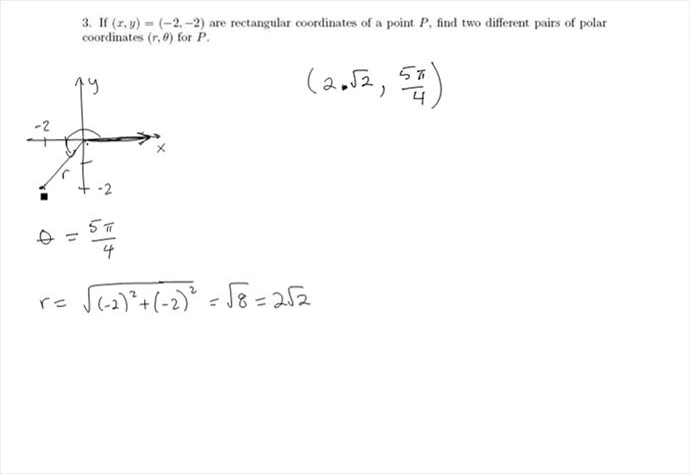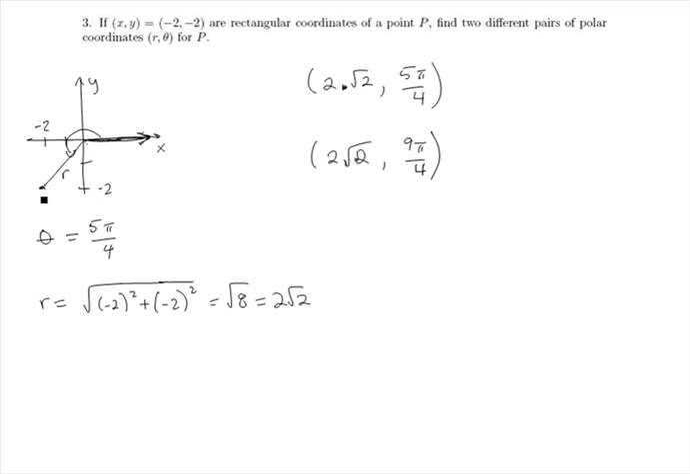Alternatively, another way we could do this is if we went around in one complete circulation and then another pi over 4, that would give us a second point in polar coordinates. So if we add 2 pi to 5 pi over 4, so we get 9 pi over 4, that would also be a valid polar coordinate expression for the point -2, -2.